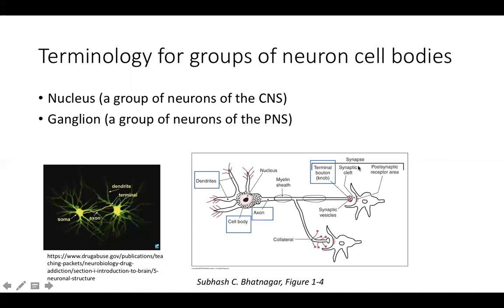And just to be comprehensive in this, the synaptic cleft is the region in between the first neuron and the second neuron. I've highlighted in blue the ones that are essential for our discussion, but I did want to provide you a little bit more information for those that might be interested.